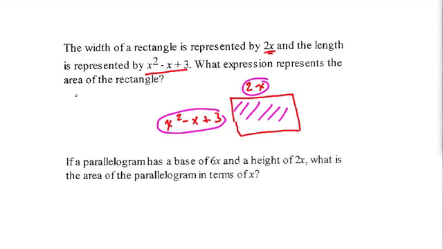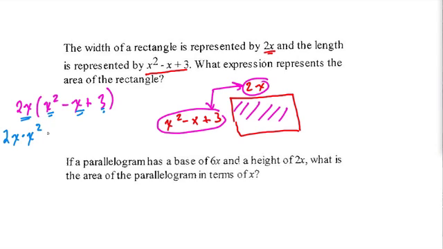So here, to set up this expression, we'll just multiply these widths and lengths, just like we would with any number. So here we do 2x times (x squared minus x plus 3), and we're distributing now because we have 2x times each of these parts inside the parentheses. So 2x times x squared is our first product, 2x times x squared, minus, we have a minus sign here, 2x times x, plus 2x times 3. And we can simplify this further.